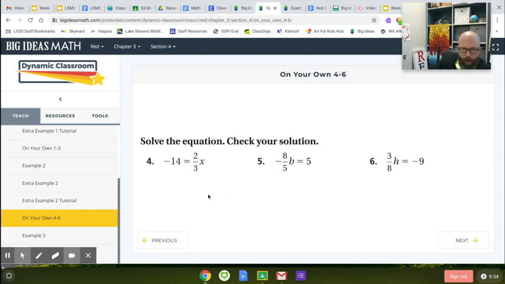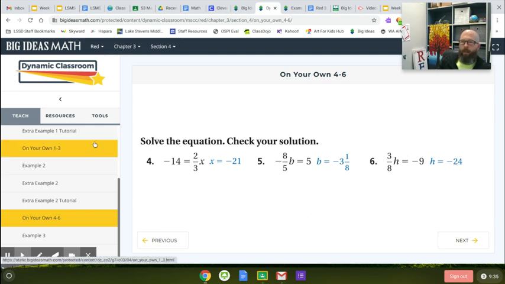All right, now that you're back, let's see what we got. So x equals negative 21, b equals negative 3 1/8, and h equals negative 24. If you're not sure how we got those, make sure you bring your questions to the Google Meets and we can work on them together.